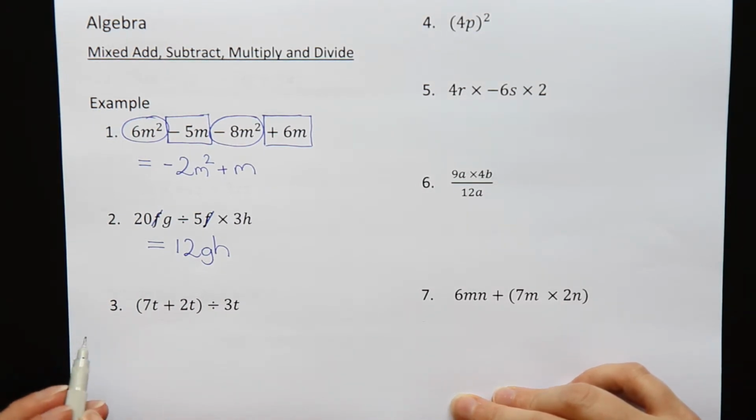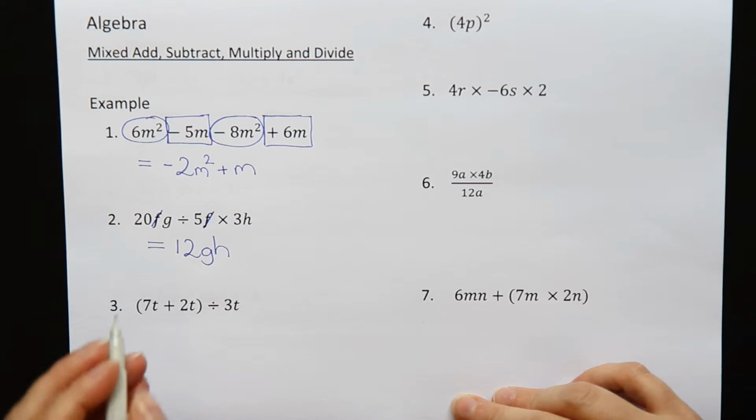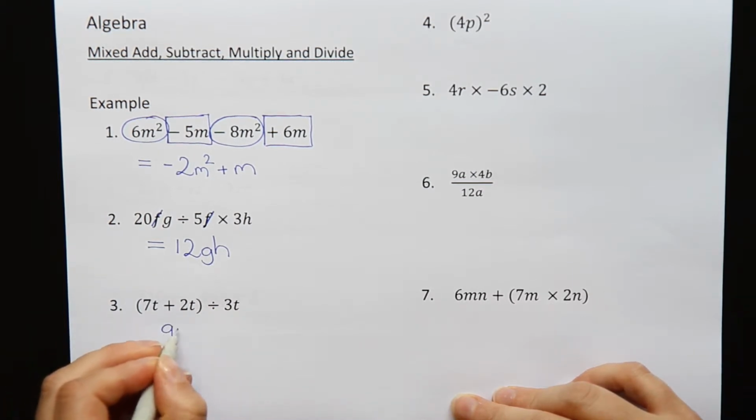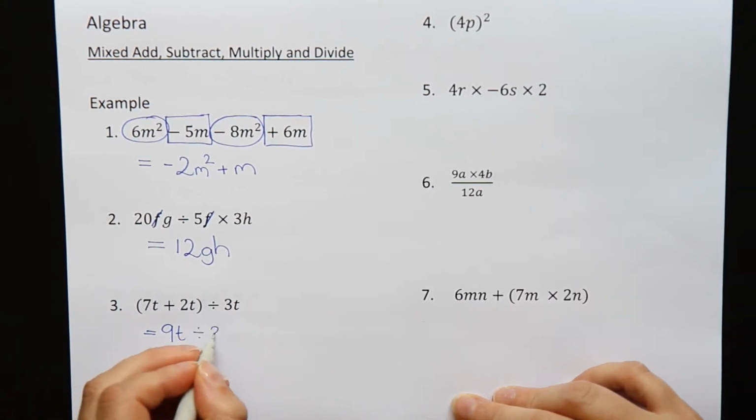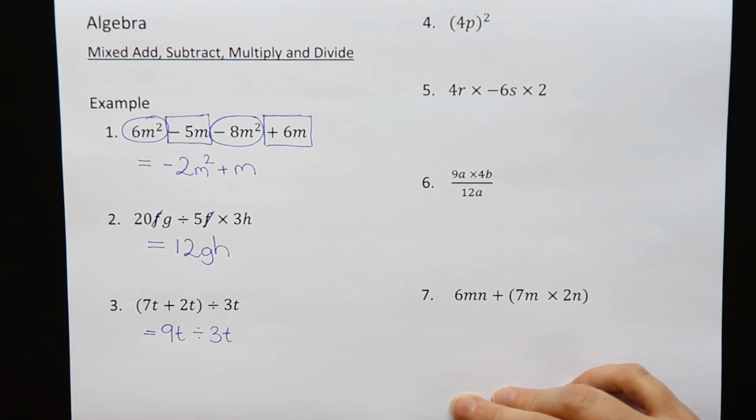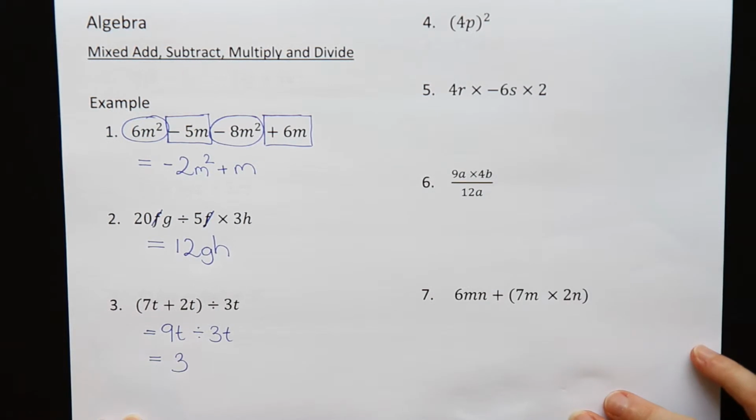Let's look at question 3. 7t plus 2t is in brackets, divided by 3t. Brackets we have to do first. So 7t plus 2t, we're adding, they're like terms. 7 plus 2 is 9t. And we want to divide that by 3t. 9 divided by 3 is 3, and t divided by t cancels out. Question 4.